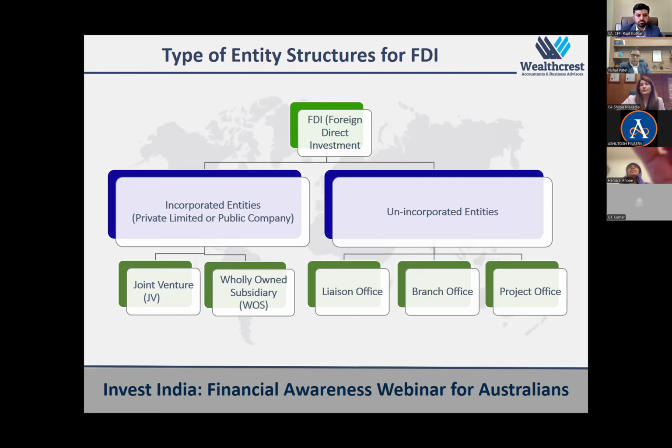Okay, and in an incorporated entity, there is no restriction. Like in your JV or in your WOS, you can do full-fledged business in India. There is no restriction because it would be considered at par with a resident company only. Once you register your company in India, it would be considered a resident Indian company only. And all the regulations which are applicable to an Indian company would be applicable to your subsidiary company or your JV company.